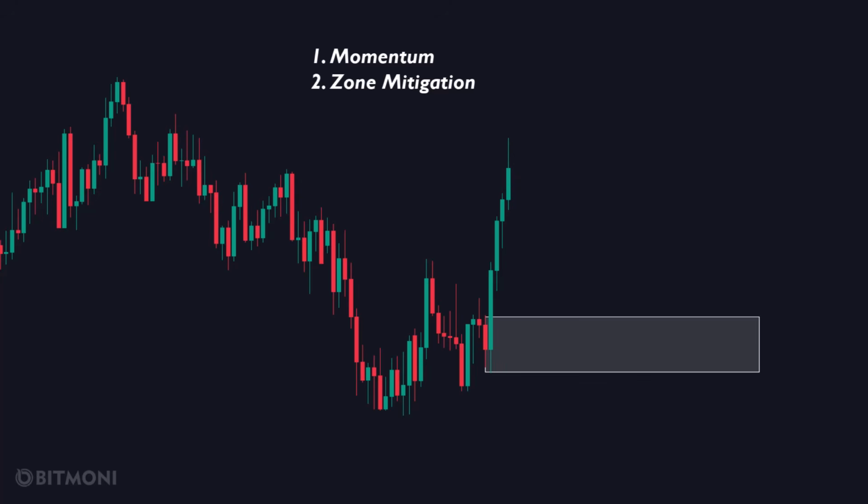The third criteria is break of structure. The move from the zone should lead to the break of a significant high or low. That structural break confirms the zone's strength and signals that big players are behind the move.